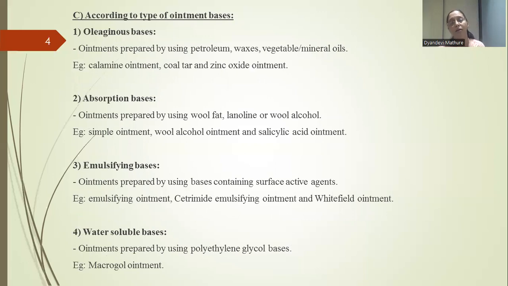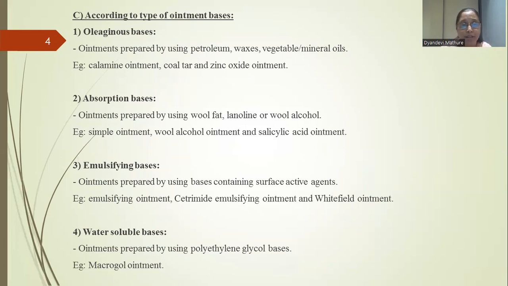Now the next classification is according to type of ointment bases. So just now we said that the main component of ointment is base, and another ingredient which we are using is, suppose, the drug. We have that part in formulation of ointment, but the main component is the ointment base. So according to the type of ointment bases, there are four classes: oleaginous bases, absorption bases, emulsifying bases, and water soluble bases. So ointment bases are basically classified into different types.